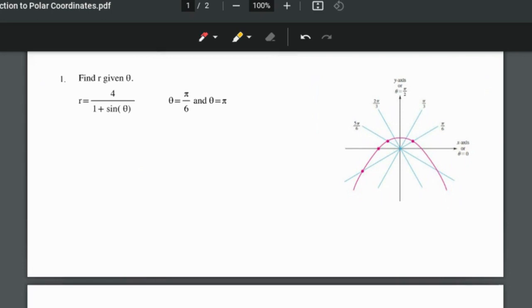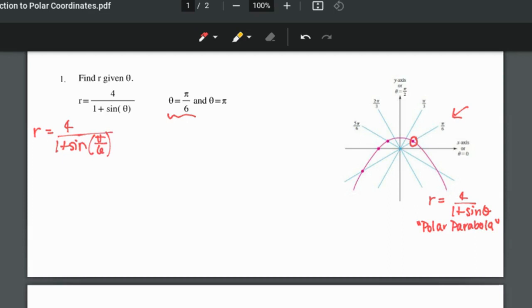And in this case, we'll have 2 different angles. First, we'll start with pi over 6. So this graph is here just to show you where the angle is, and we're finding the r value of that point on the pink graph. And the pink graph represents the graph of r equals 4 over 1 plus sine theta, and that's the graph of a polar parabola. Essentially, all we're going to do is substitute into our equation where we see theta. We're going to substitute in first pi over 6, and then later we're going to substitute in pi.